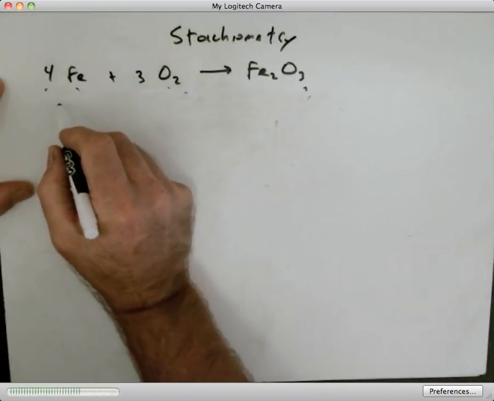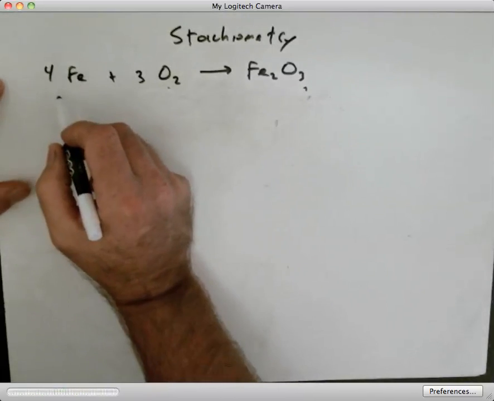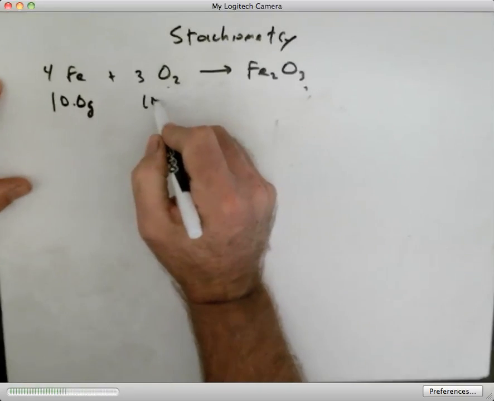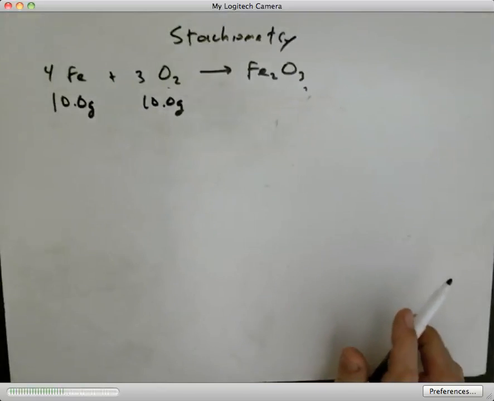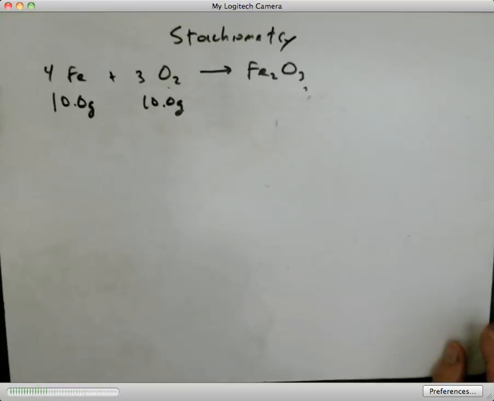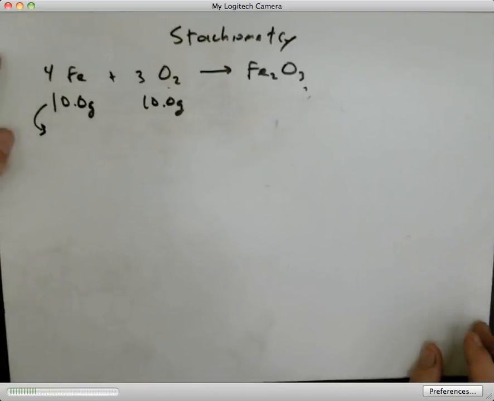Well, we could start by saying, instead of how many moles of each starting reactant, we could say how many grams. Let's say you had 10 grams of iron and 10 grams of oxygen. Now I cannot do 4 grams of iron is 3 grams of oxygen. That's not how it works. We have to use counting numbers. So we have learned how to change the grams of iron into moles.